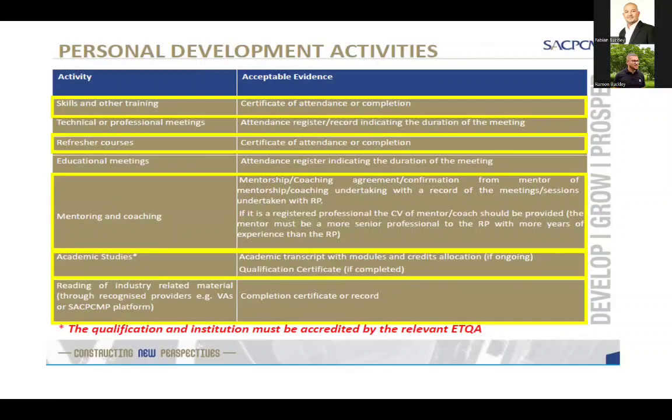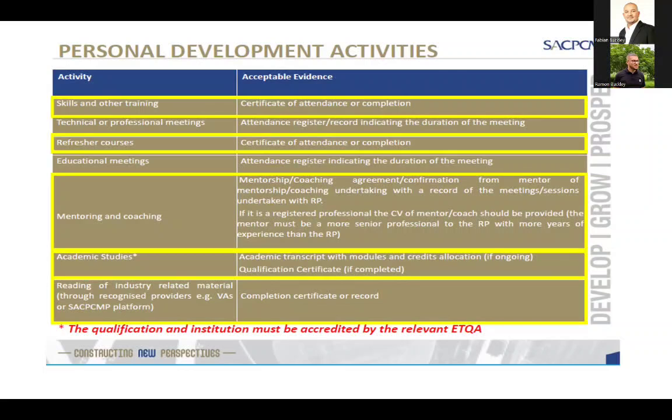We're going to delve into the second category, which is personal development activities. The first activity I'm going to touch on is skills and other training. Acceptable evidence is certificates of attendance or completion. With regards to skills and other training, I just want to highlight something very important.